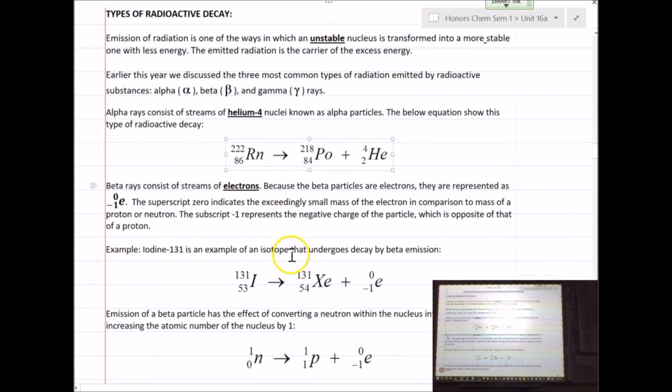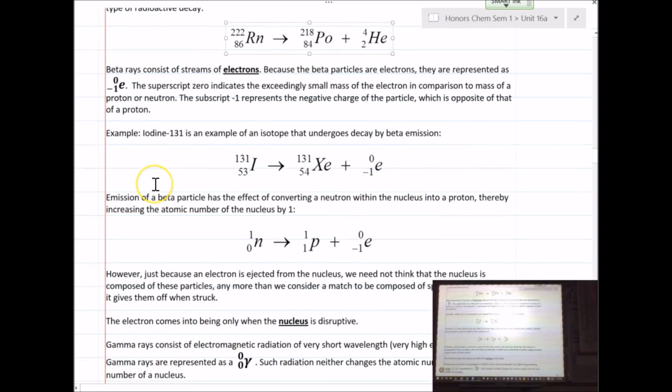Here's a mechanism where I show iodine 131 changing into xenon 131 based on beta emission or decay. What is happening with the mass as we go from here to here? Stays the same. But the number of protons does what? Goes up or down? Increases. And here's why. When we have an electron or beta particle ejected from the nucleus of the iodine, it actually changes one of the things in the nucleus into a proton. What do you think it's changing? A neutron into a proton.